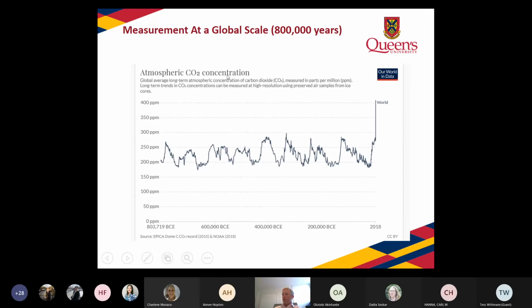We can look back over 800,000 years through work by scientists who have been measuring CO2 levels in Arctic ice and ice cores. And we can see that, yes, there have been ups and downs in carbon emissions over the history of the Earth, but nothing like what we've seen in the last 150 years. And if you think about all the oil extraction and emissions associated with that, it's not surprising, I would say.